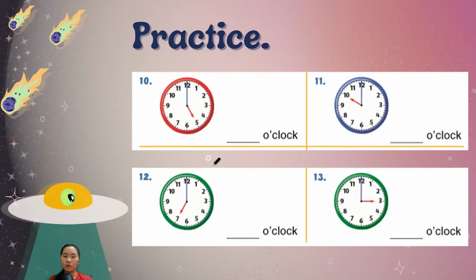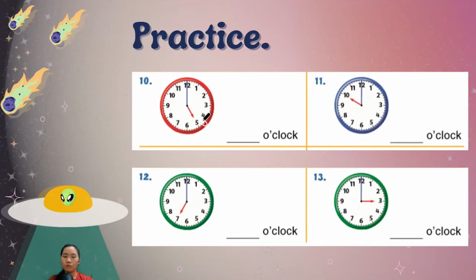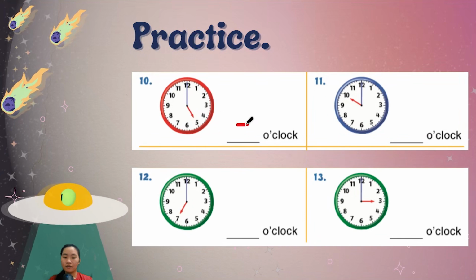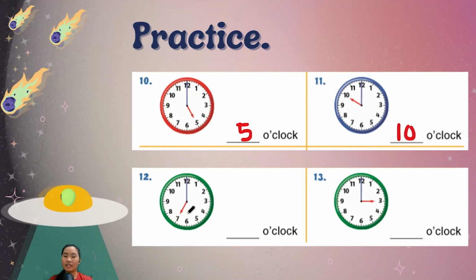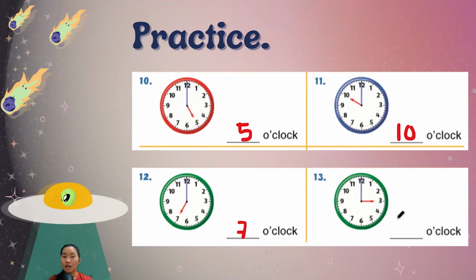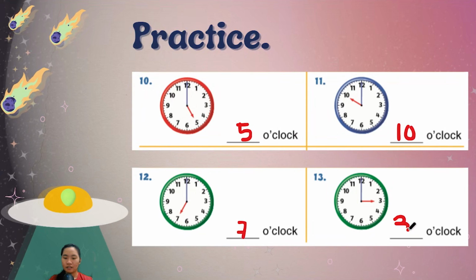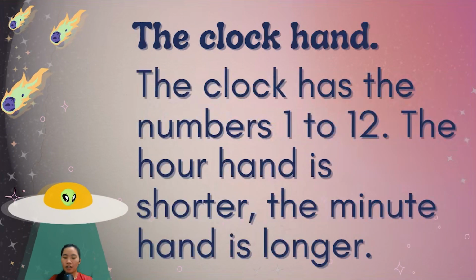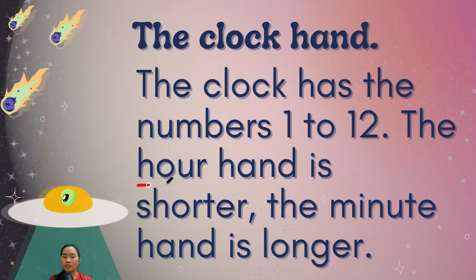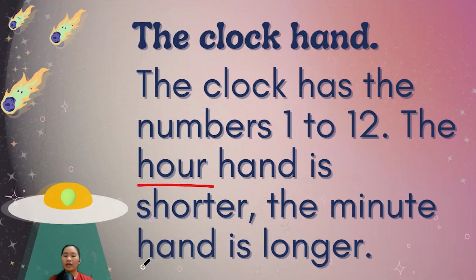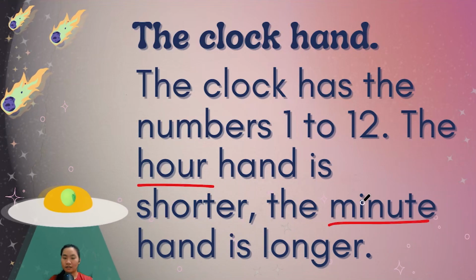Let's move on with some more practice. The short hand is pointing at 5. The short hand is pointing at 10. And over here it is pointing at 7. Last but not least, we have 3. Okay, so don't forget, the short hand is the hour. The long hand is the minute.